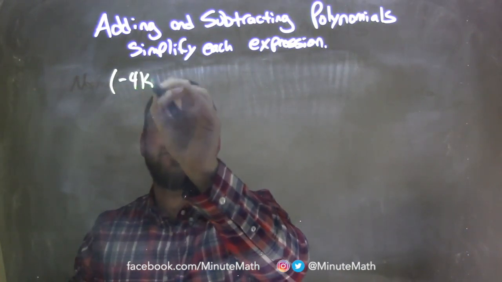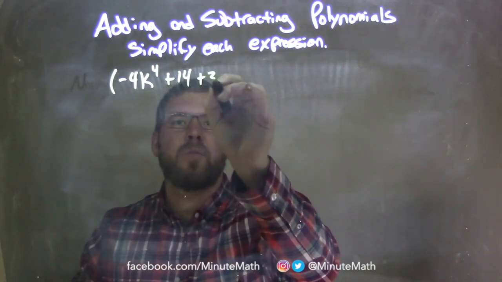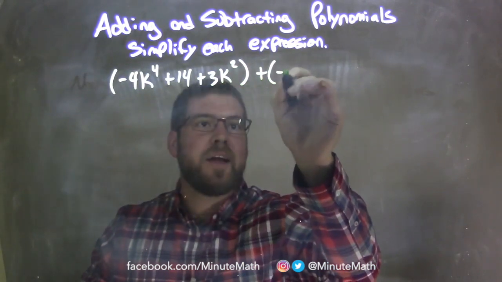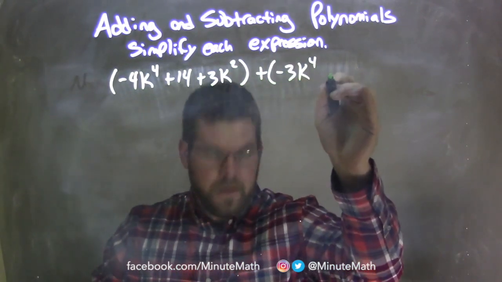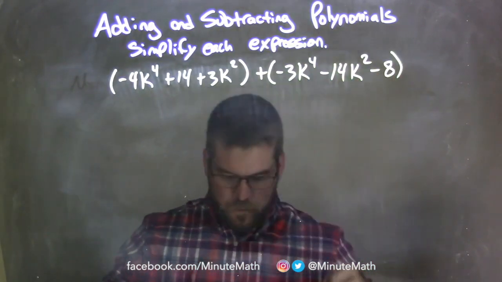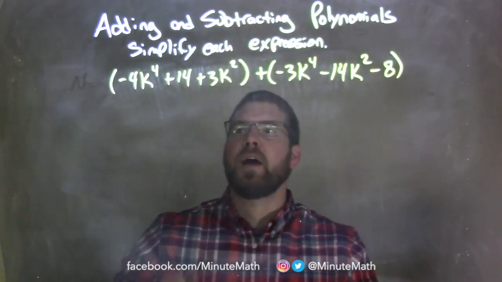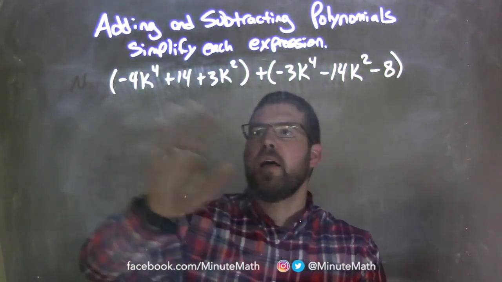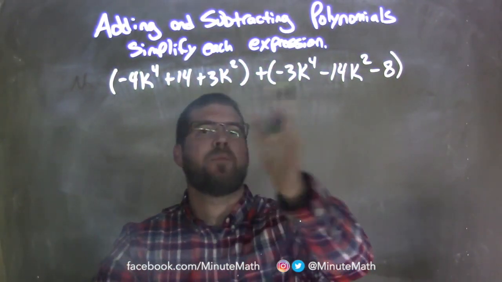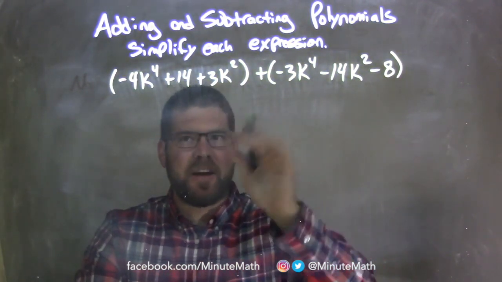Negative 4k to the 4th plus 14 plus 3k squared, and parentheses plus, parentheses, negative 3k to the 4th minus 14k squared minus an 8. Oof. A big one here, okay? So, first thing I need to do is I'm looking at it, okay? Is there anything within the parentheses that are like terms? No, all right? There's no like terms within the parentheses, so I can't simplify it.